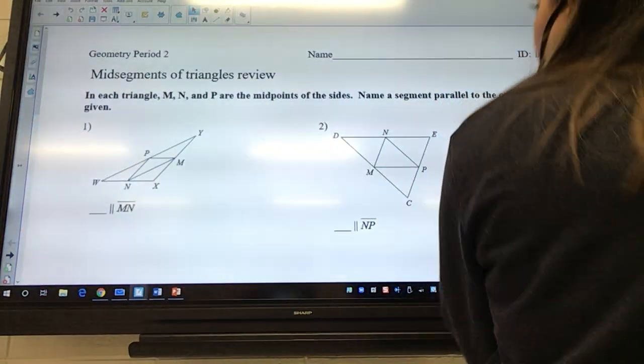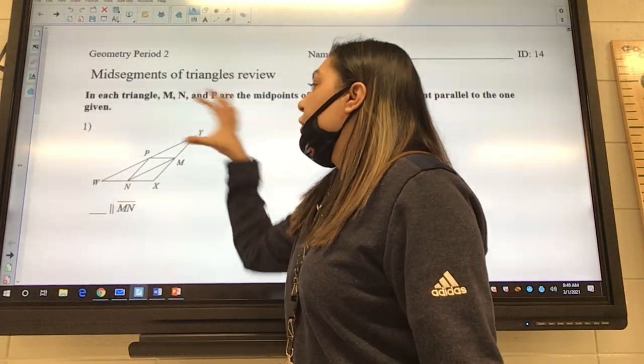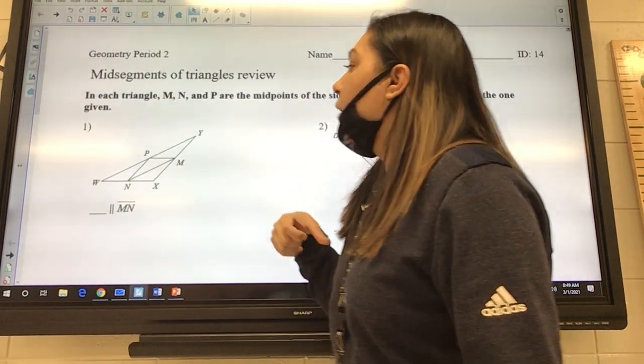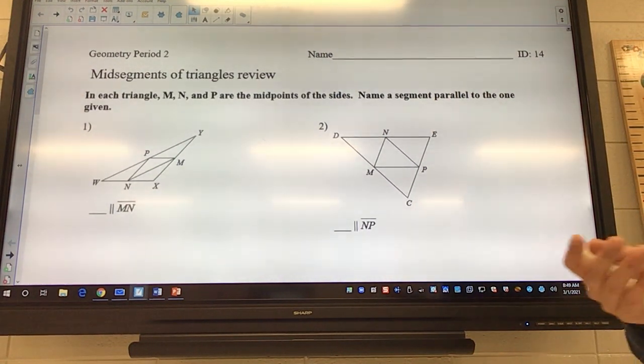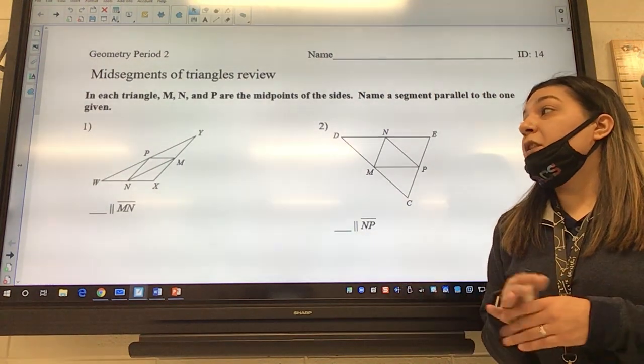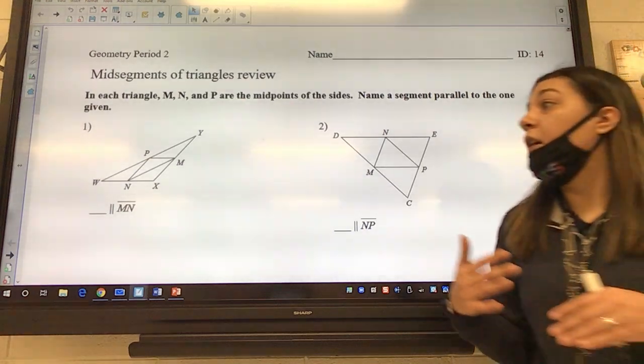All right, so the mid segments of a triangle. Essentially we have a triangle and a triangle inside that triangle, okay? And we're looking for parallel segments. This is going to be very important because tomorrow when we start to do stuff, if they're not parallel, nothing else is going to work out, okay? So they have to be parallel.